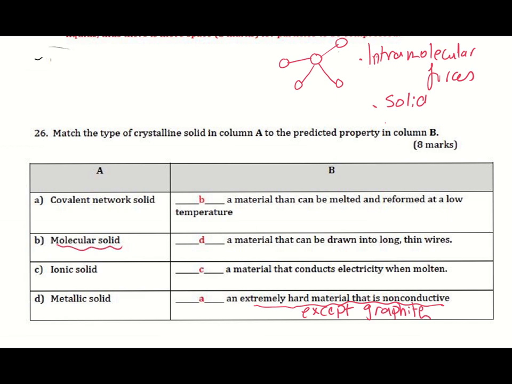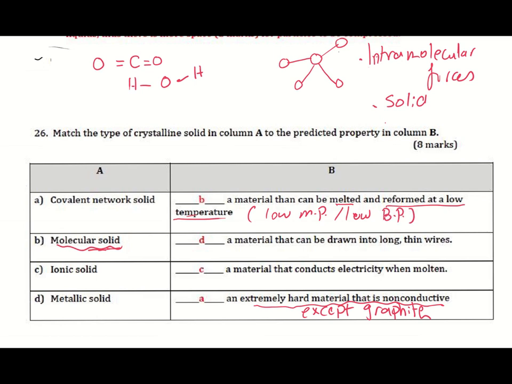Molecular solid means small covalent molecules like carbon dioxide, like water. They are just very simple molecules. They can be in any state, solid, liquid, or gas. They don't conduct electricity. But he is asking here about molecular solids, so we will not say solid, liquid, gas, they are solids already. So they can be melted and reformed at low temperature because they have low melting point and low boiling point.